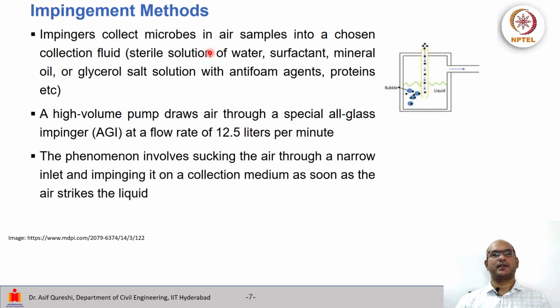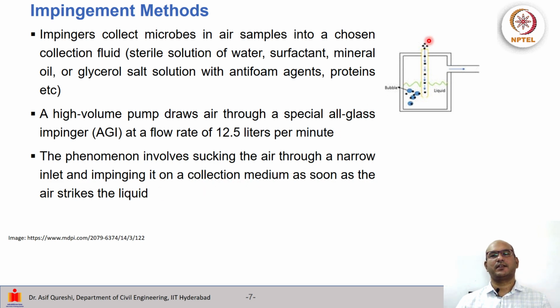The next is the impingement methods. So impingers collect microbes in air samples into a chosen collection fluid, which would be a sterile solution of water, surfactant, mineral or glycerol salt. A high volume pump generally draws the air through a special all glass impinger at a flow rate of approximately 12 liters per minute. The phenomenon involves sucking the air through a narrow inlet and impinging on a collection medium as soon as the air strikes the liquid.